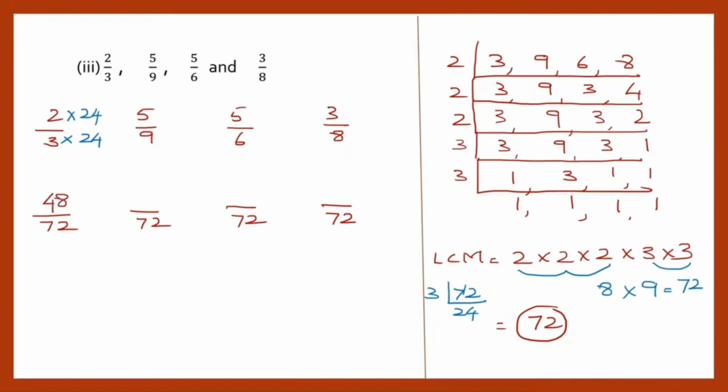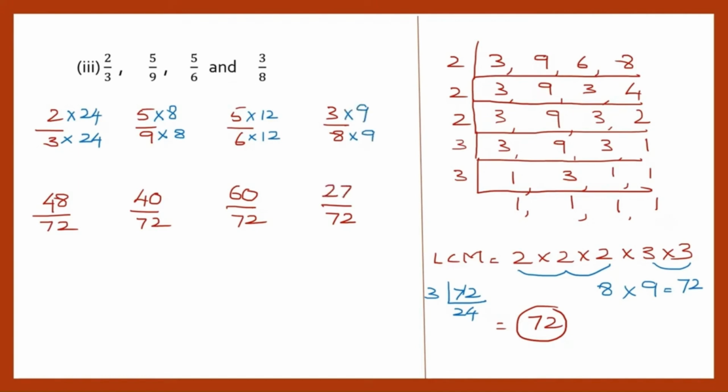Next one. 9 eighths are 72. So 5 eighths are 40. Next fraction. 6 into 12. So 5 into 12. 12 fives are 60. The last fraction. 8 nines are 72. So 3 nines are 27.